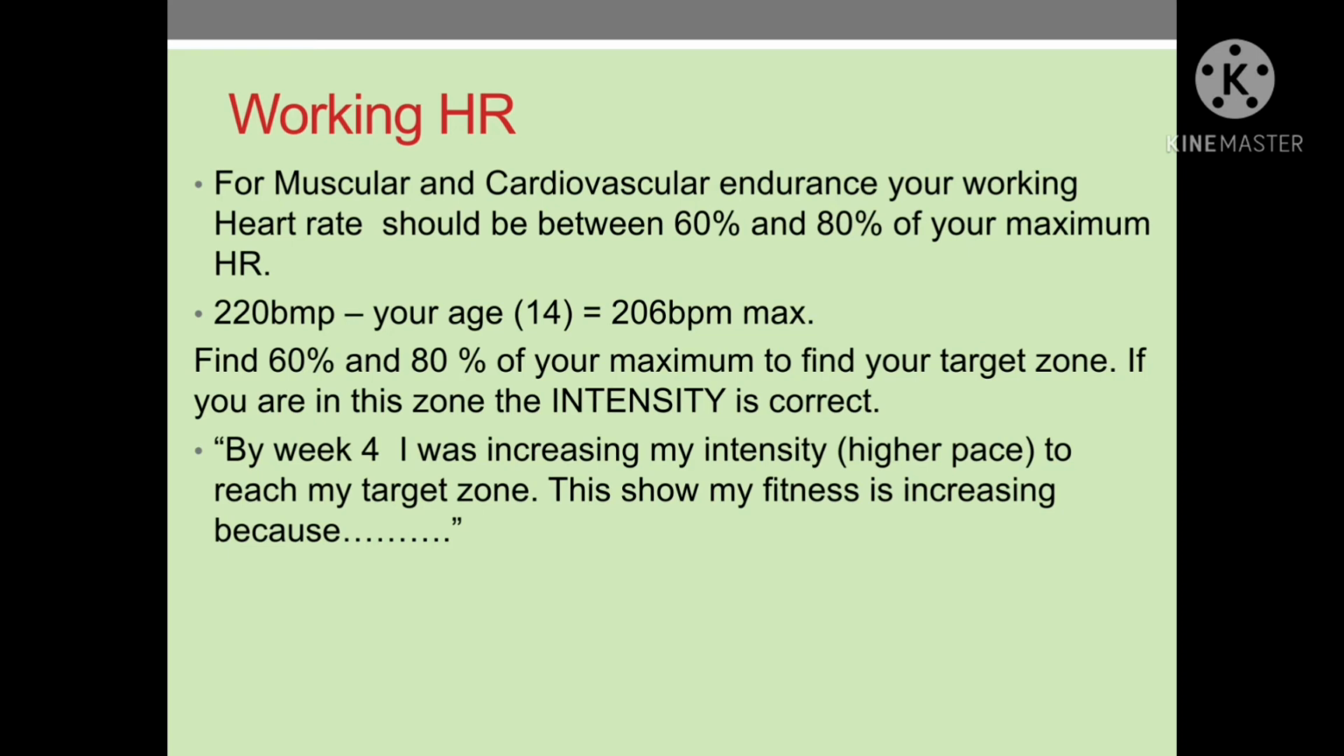Maybe there was a period or a few sessions where you didn't get into that 60%. That could be a reason you didn't make the right amount of progress. Maybe you're above the 80%, so therefore you're not working on cardiovascular endurance, you're now working on speed. Okay, make sure you're in the right target zone. And if you're not, you can talk about that. You can explain why that might have an impact, good or bad.